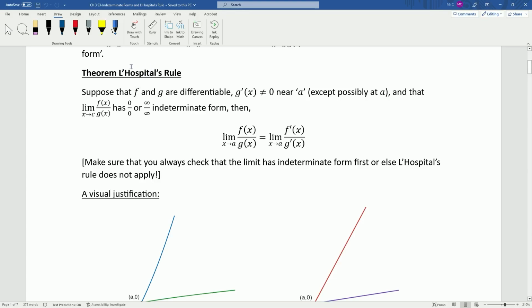but it is L'Hopital. All right, so suppose that f and g are differentiable with g prime of x not being equal to 0 near a, except possibly at a, and that the limit as x approaches a of f of x divided by g of x has 0 over 0 or infinity over infinity indeterminate form. Then the limit as x approaches a of f of x divided by g of x will be equal to the limit as x approaches a of f prime of x divided by g prime of x.